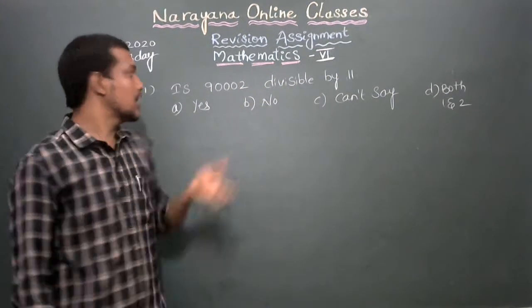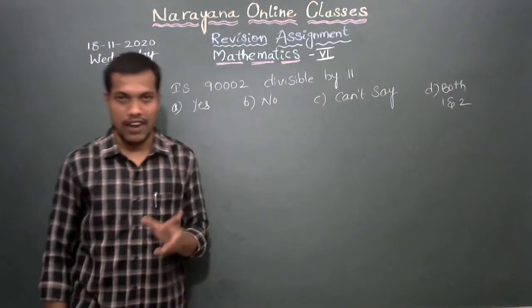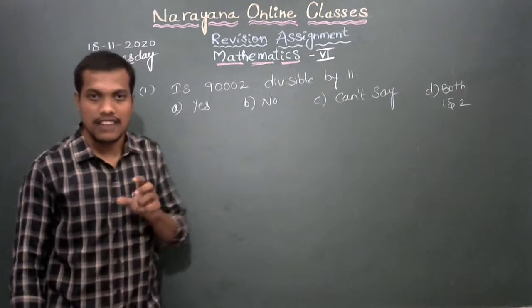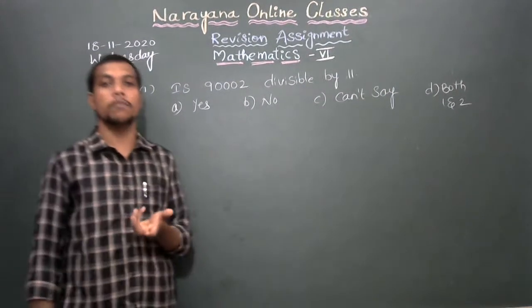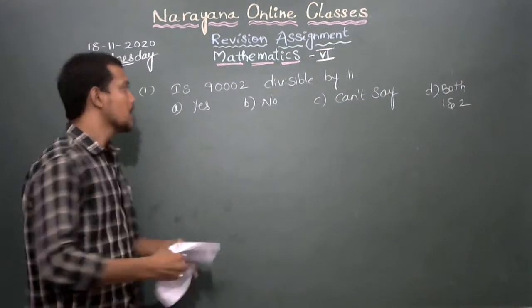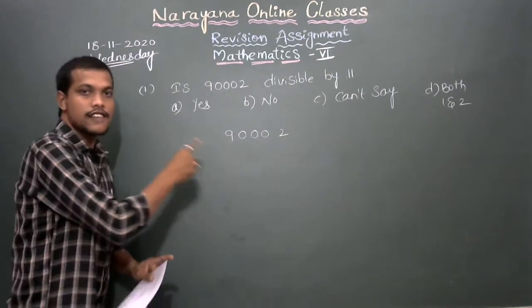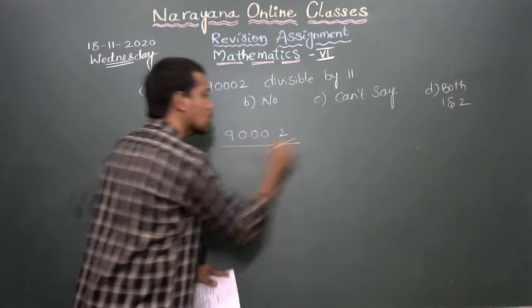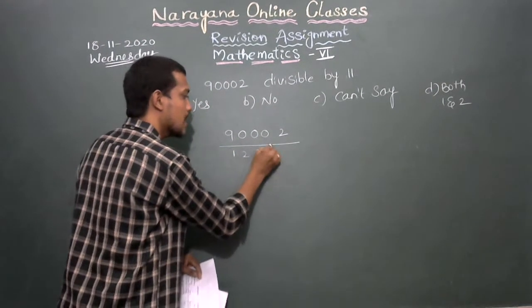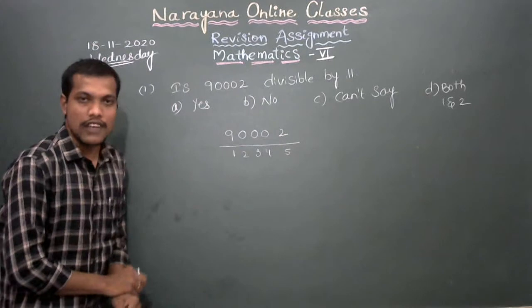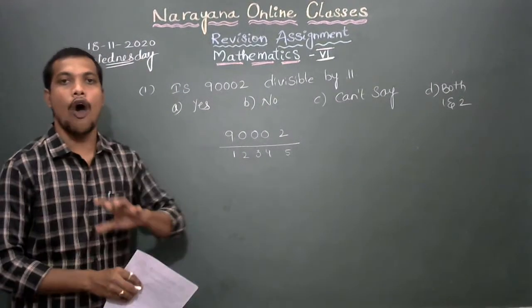Before we discuss this question, what is the divisibility rule of 11? The divisibility rule of 11 is the difference of the sum of the digits at even places and odd places. Now the number is 9002, the original number. We have to identify the places of this number: 1, 2, 3, 4, 5. So here there are 5 places, and we need to separate even places and odd places.